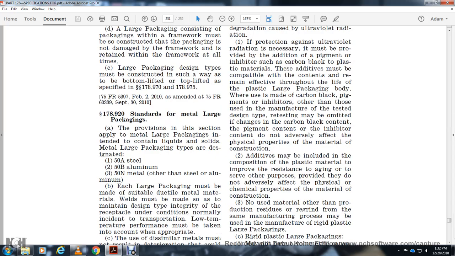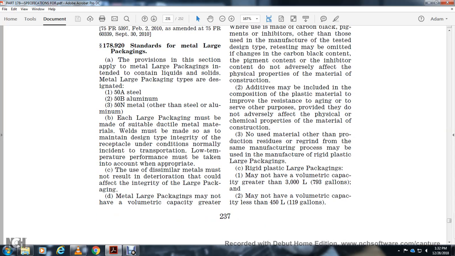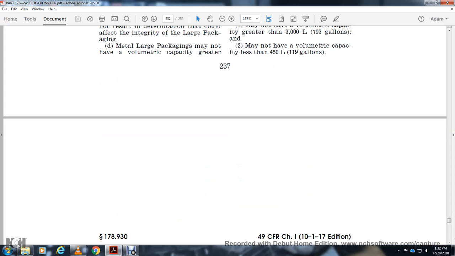Additives may include the composition of plastic material resistant to aging for other purposes, provided that they do not adversely affect the physical and chemical property of the material of construction. Material other than UV protection, residual regrind from the same manufacturing process, may be used. Rigid plastic large packaging may not have a volumetric capacity greater than 793 gallons, or less than 119 gallons.